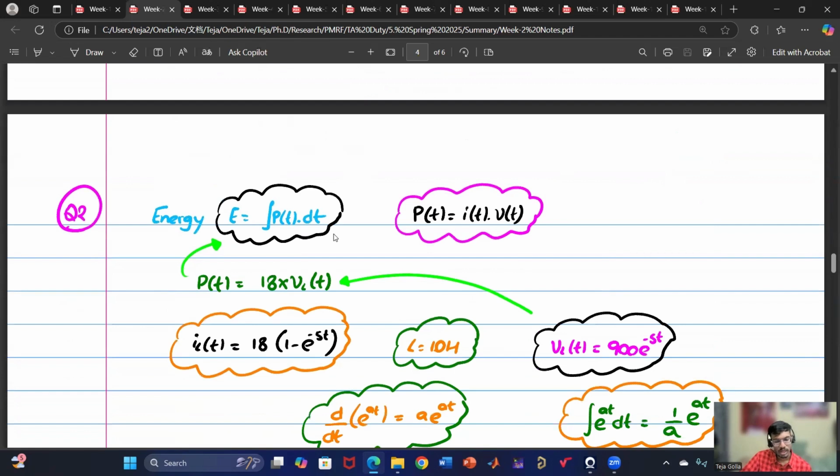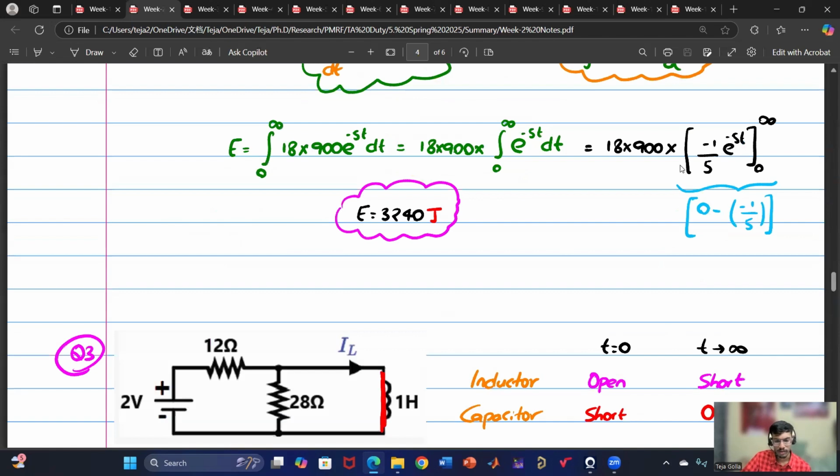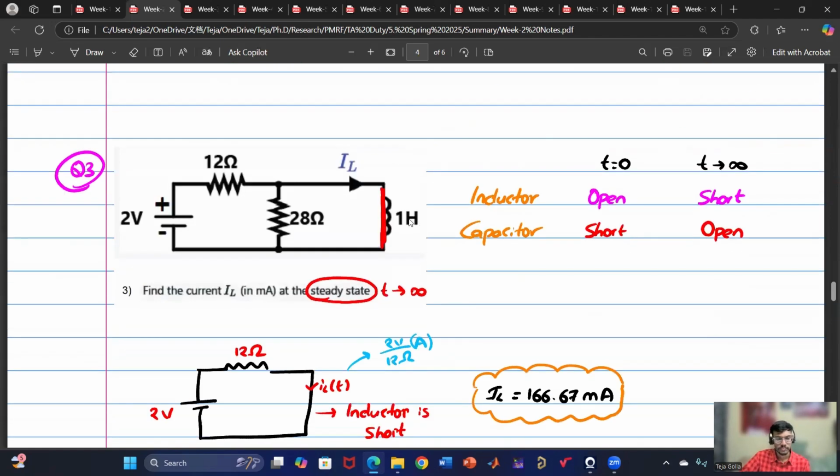And then they have also asked for energy. Energy is nothing but the integral of power. Power is nothing but voltage times current. So we have substituted current and voltage, and then integrated for the time they have asked. They are asking for infinite time, so we have integrated from 0 to infinity. And then we have gotten the energy.